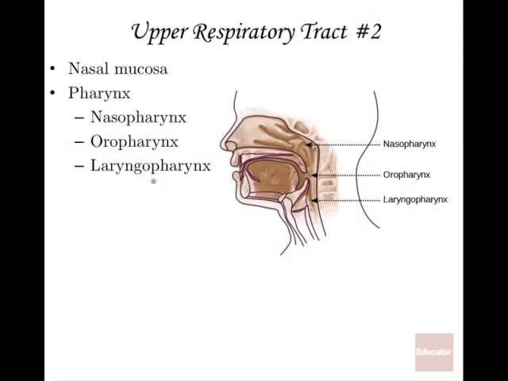Upper respiratory tract, number 2. So if we keep looking at this area in the upper part of the respiratory system, the nasal mucosa is mainly in the nasal conchae region. But the reason why I'm listing it here is as you breathe air in and it ends up going down into the throat or the pharynx, the nasal mucosa not only is catching bad stuff, bacteria, viruses, etc., that you're breathing in, it also warms the air and moistens the air. Very important, so it's not as harsh to your lungs.